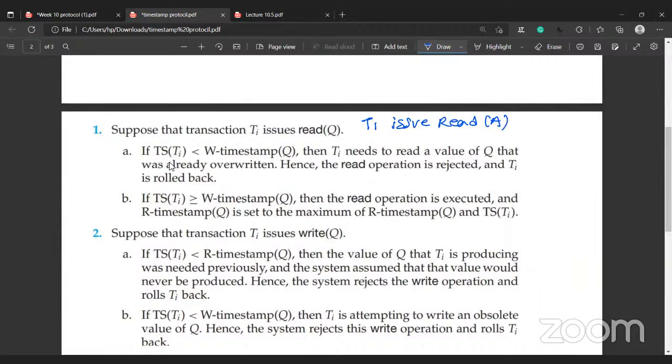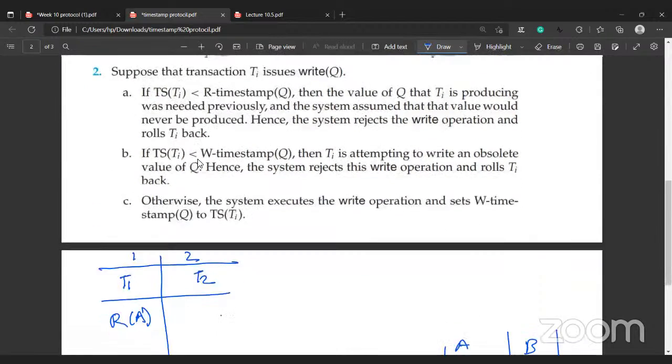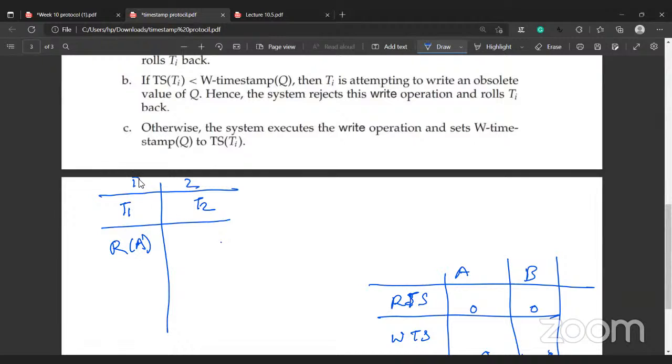So you have to check the timestamp of T1. What is the timestamp of T1? It is 1, right? The timestamp of T1 is 1. Did everyone get my points? This is a bit tricky. That's why I'm asking at each step whether you are getting it or not.